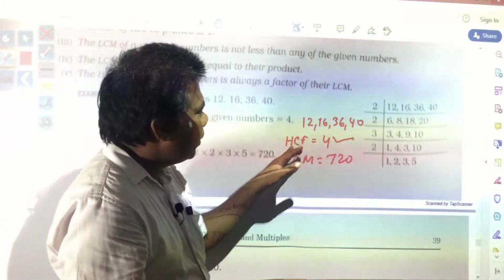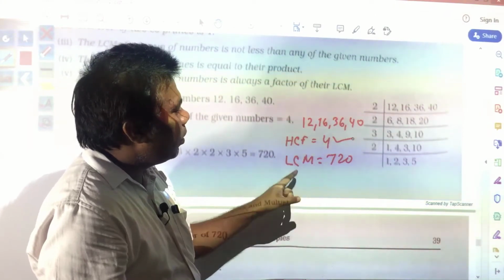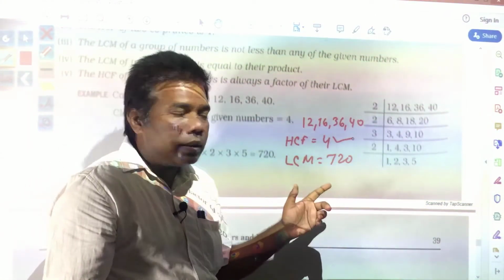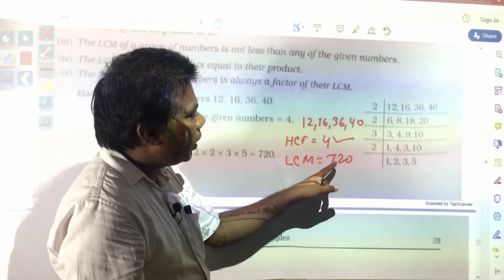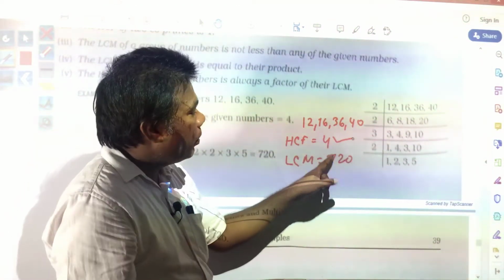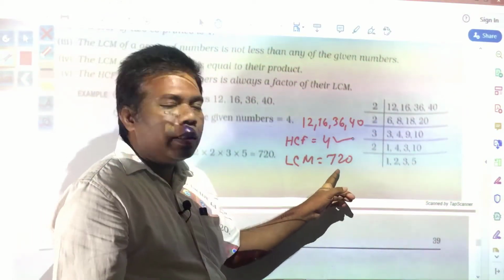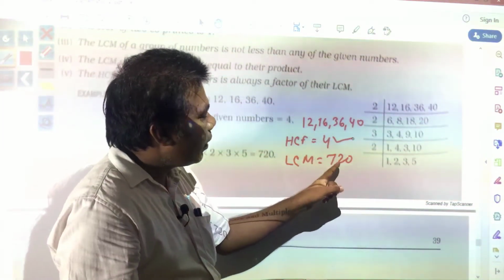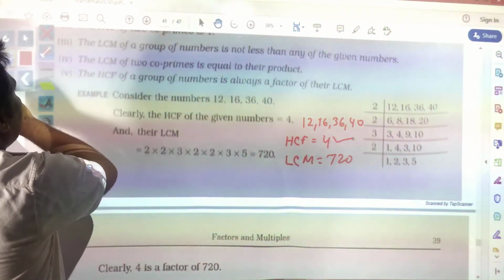You find the HCF and LCM, and you will see the HCF is a factor of the LCM. It means that if you divide the LCM by this HCF, it will divide exactly and the remainder will be 0. It means it is a factor of the LCM. So, these 5 points you need to remember.